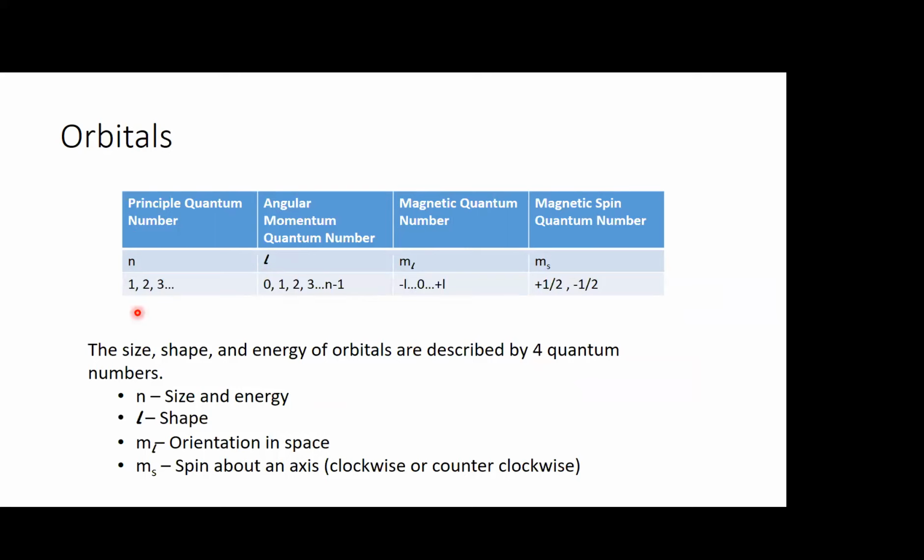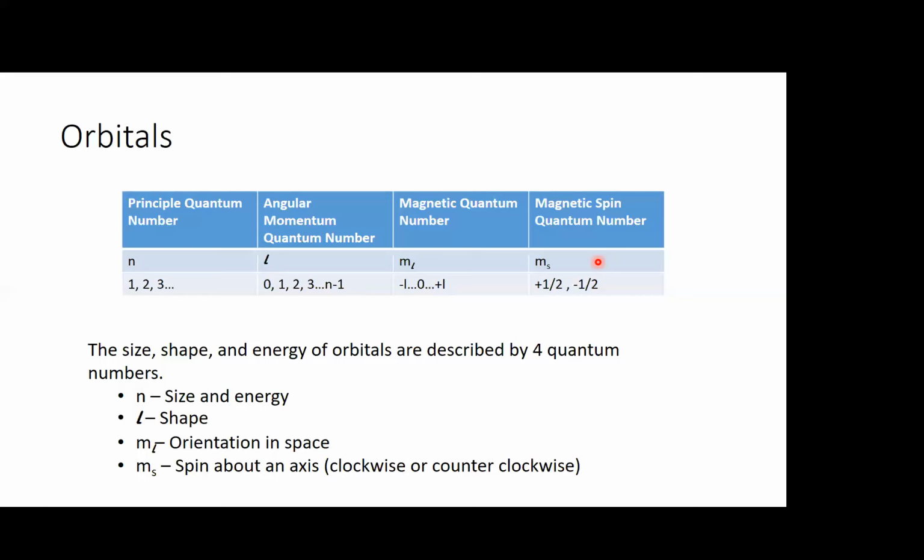n can have integer values of 1, 2, 3, and so on, which means that l can have values of 0, 1, 2, 3, and so on, as high as n-1. m sub l can have values of negative l up to 0, up to positive l, so whatever the value of l is, negative that, integers up to 0, and then integers up to positive l. m sub s has values of plus and minus 1/2. And those are the only two values it can possibly have.